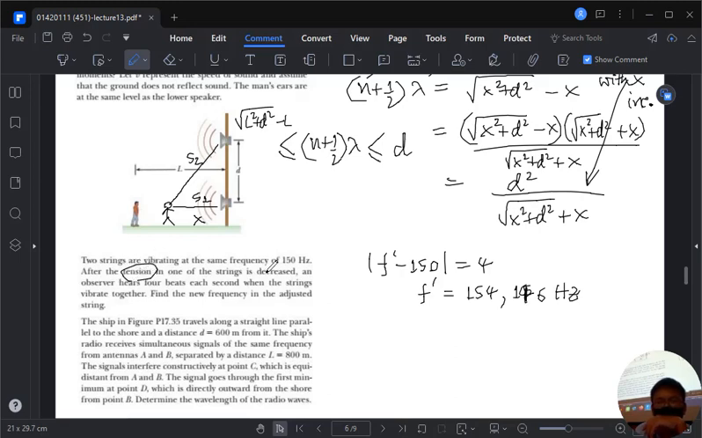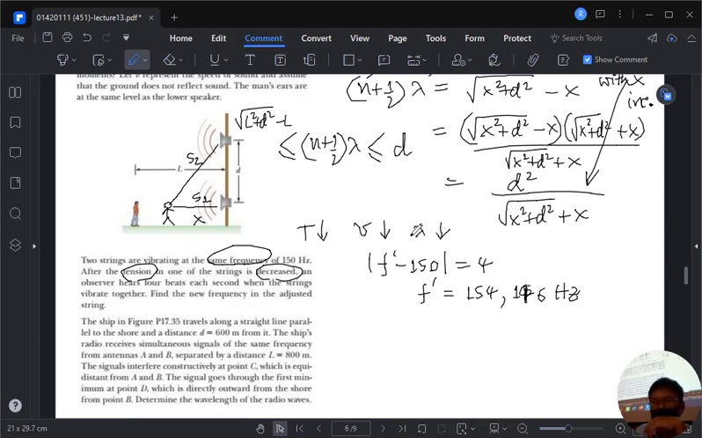When the tension decreases, the velocity decreases. When the velocity decreases, with the same frequency, that means the wavelength decreases. When the wavelength decreases, the frequency, well, you have more loops, basically. I want to determine which one is which.